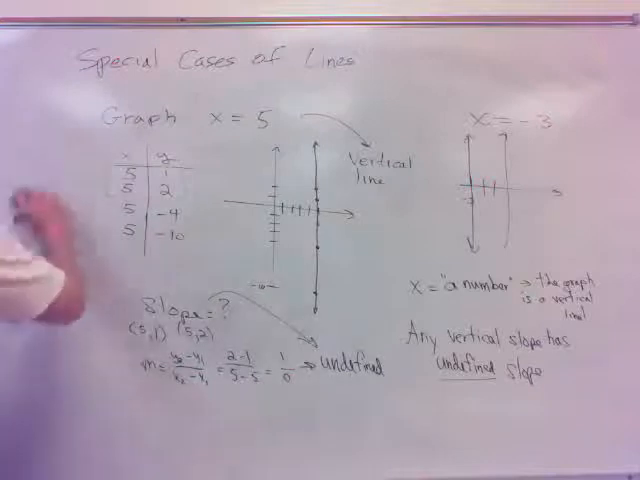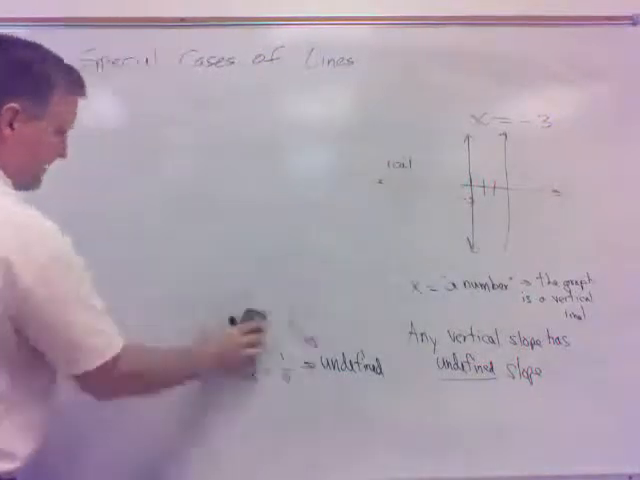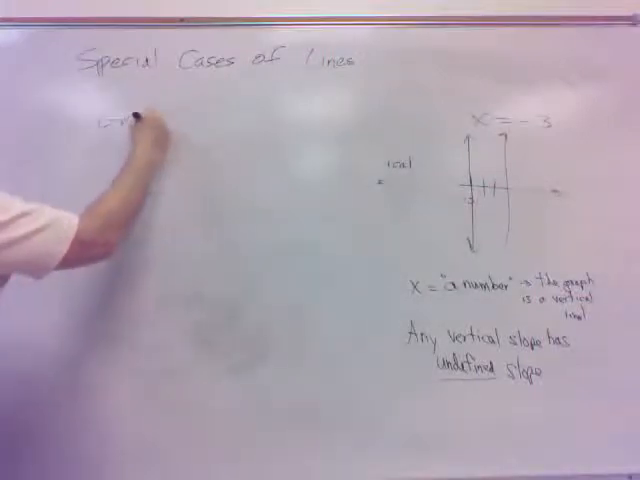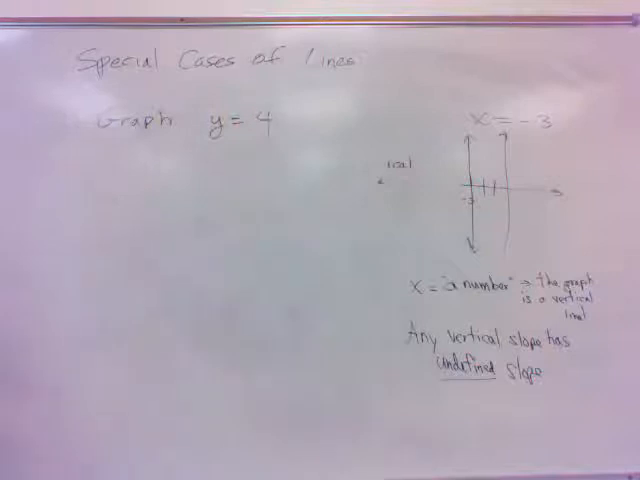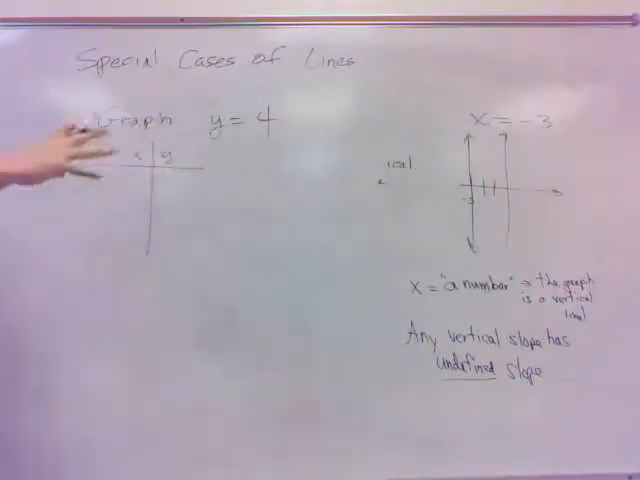Well, let's talk about the reverse of that. What if I wanted to graph y equals 4? Well, is that one vertical? No, because it's y equals a number. Well, think about your table there. What is that telling you? If I wrote a table of values for that one, what is that telling you?